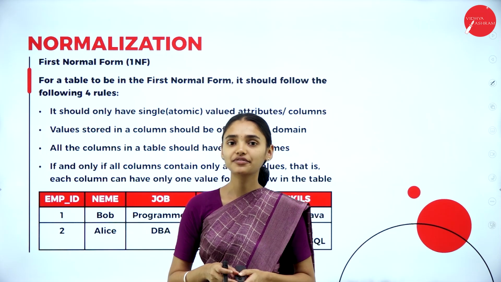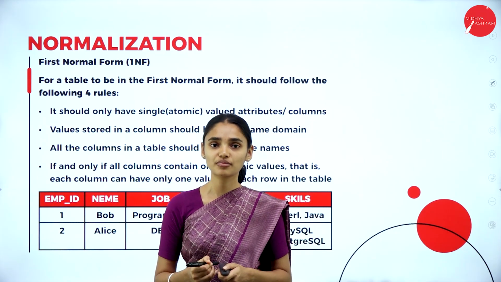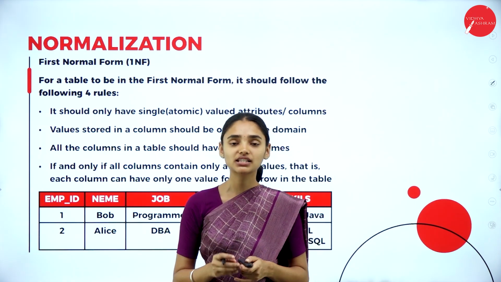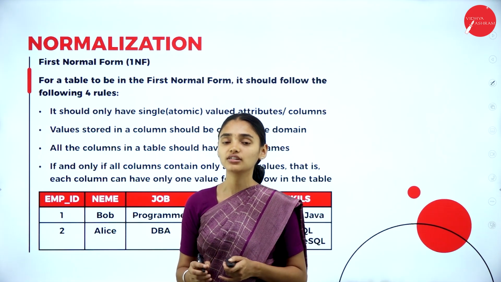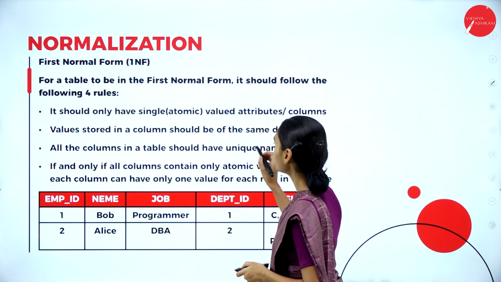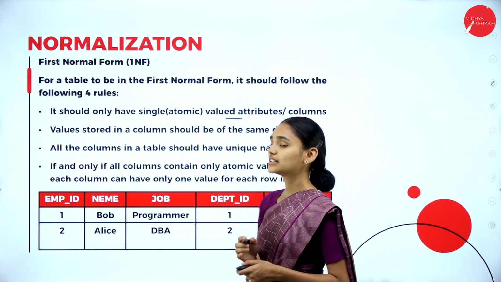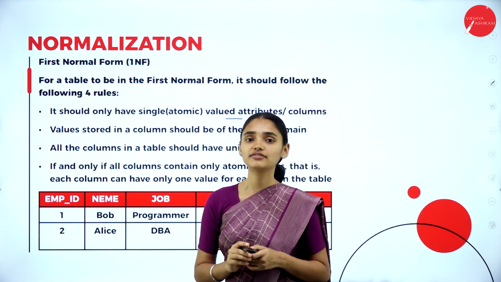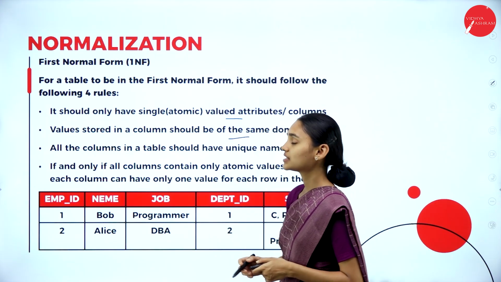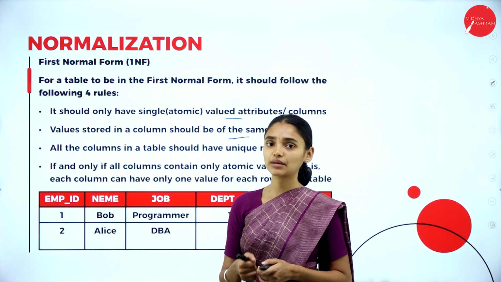The first one is first normal form. If you want to say that the table is in the first normal form, there are certain rules we need to follow. The first rule is it must contain a single or atomic value. There should be no multiple values in an attribute. In the table, it must contain single-valued attributes. The values stored in the table should be of the same domain.